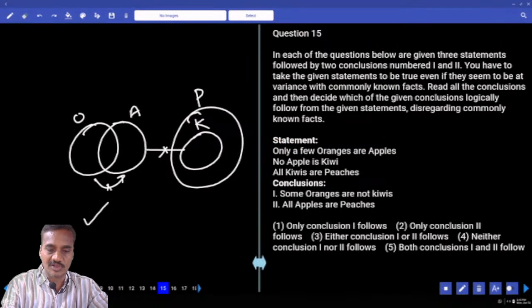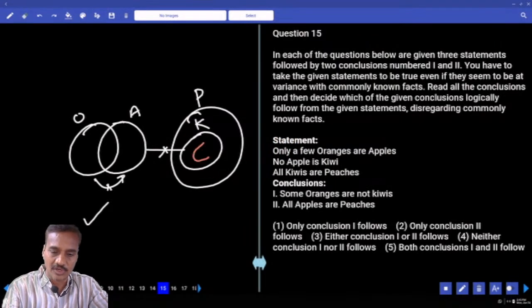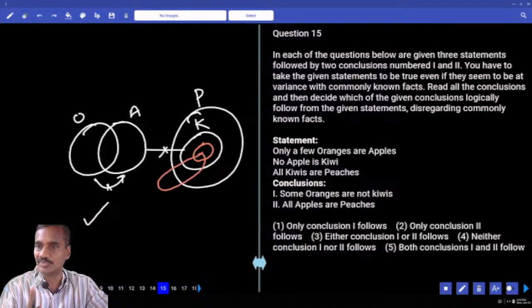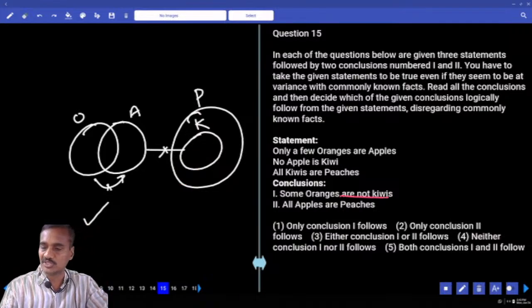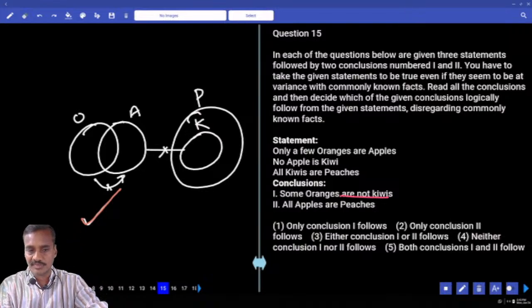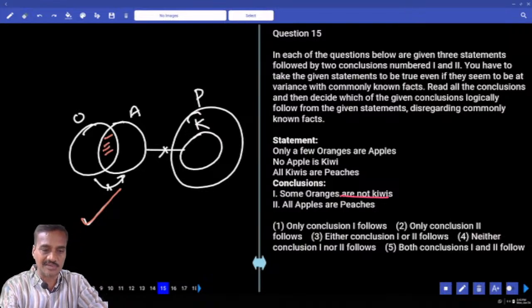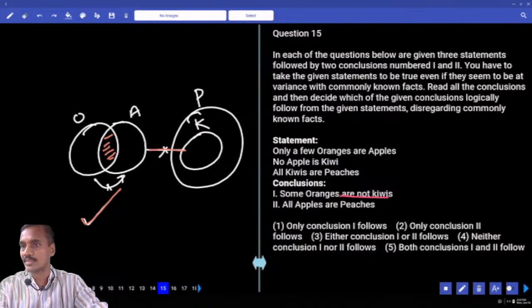Is it possible to bring all oranges into kiwis like this? Now if you bring orange like this, along with this orange you need to have apple. But as no apple is kiwi, it will become false, and the statement is invalid. That means it is not possible to make this one false, and it is 100% definitely true. Then that means these are the oranges which are common for apple, and do not belong to kiwis.